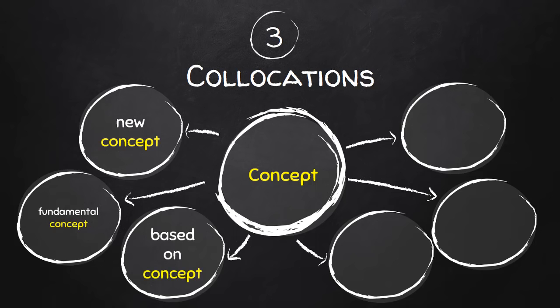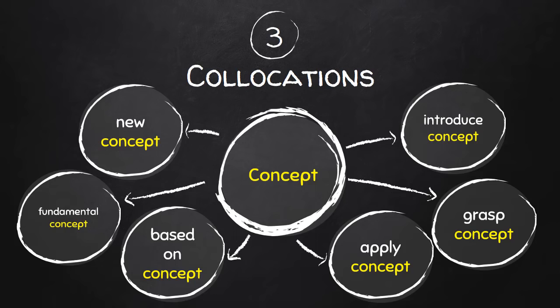Next one, based on a concept. We have an example of this in the previous slide, based on a concept. Following that, apply a concept. Instead of use a concept, we can use a better word and say apply a concept. We can apply the concept of this to that. Apply a concept. And next, to grasp a concept. Instead of to understand a concept, you can say to grasp a concept. Grasp means with your hands to grab and hold something, but in this case, you're understanding the concept.